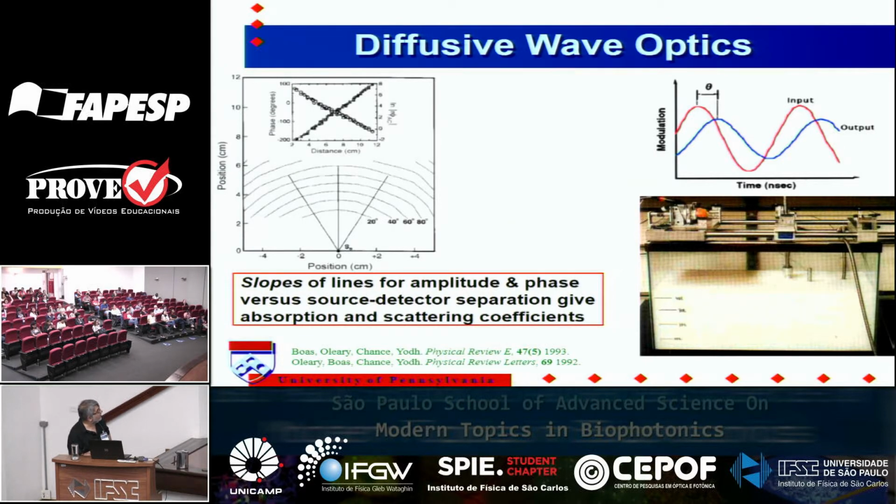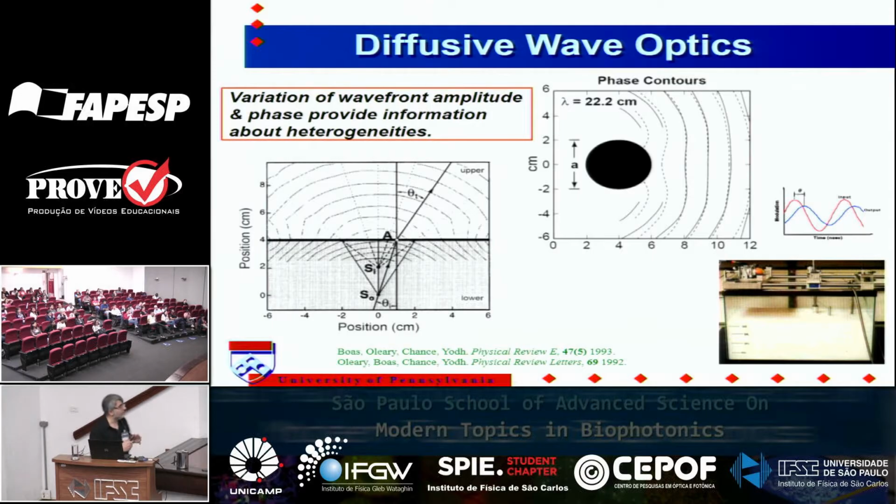And if I plot the phase versus source detector separation, or the log of the amplitude versus source detector separation, I'll get two straight lines. And from the slopes of those lines, I can get those real and imaginary parts of the wave vector, and I can figure out what's the absorption and the scattering in my sample. Okay? You can do more.